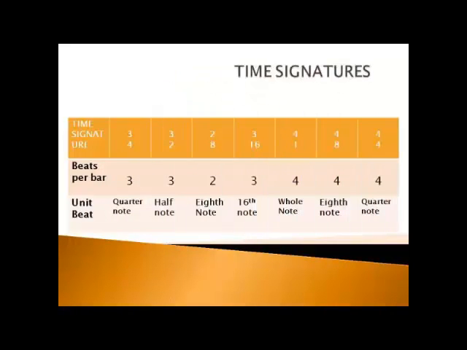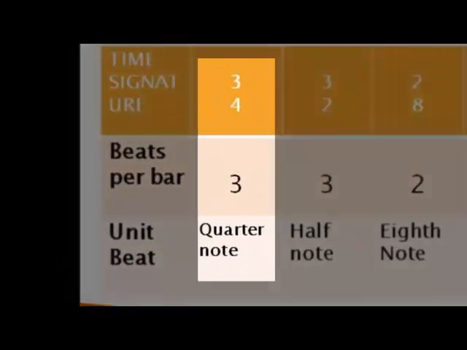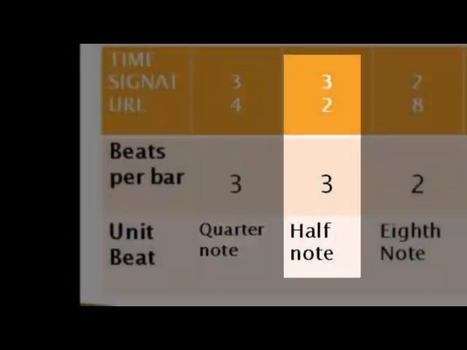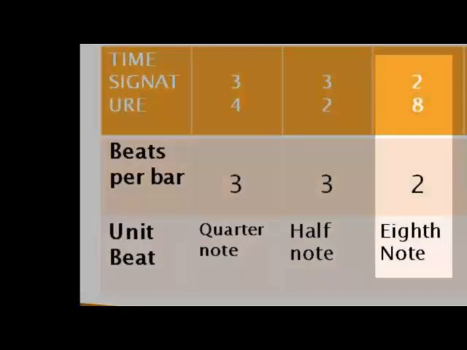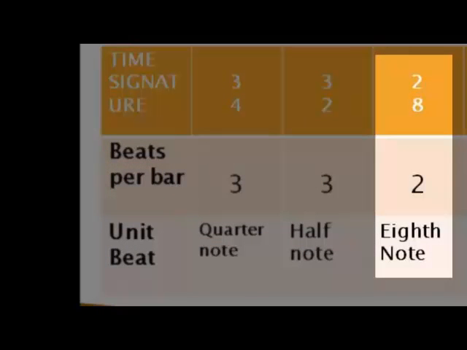Here's a chart to show us how all of our time signatures work in simple time. If our time signature is 3/4, that means that there's 3 beats per measure, and a quarter note is going to get 1 beat. In 3/2, we have 3 beats per measure, and a half note gets 1 beat. And we know that those would be simple triple times. 2/8 would be 2 beats per bar, and an eighth note gets 1 beat. That would be simple duple.